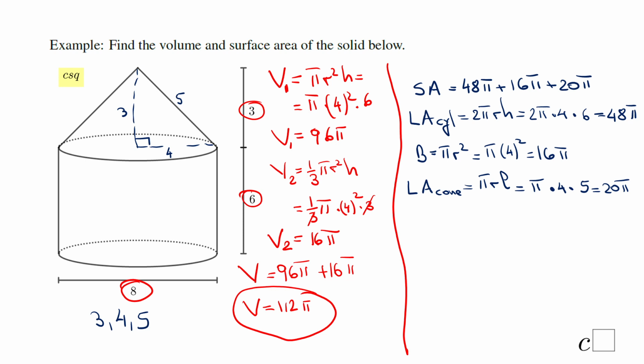So we just have to add these: 48, 16, and 20. 84 pi, don't forget that. This is the surface area of this composite solid. And again, you notice, be careful, we don't add a second base pi r squared, because that is not really part of the surface area of this solid below.